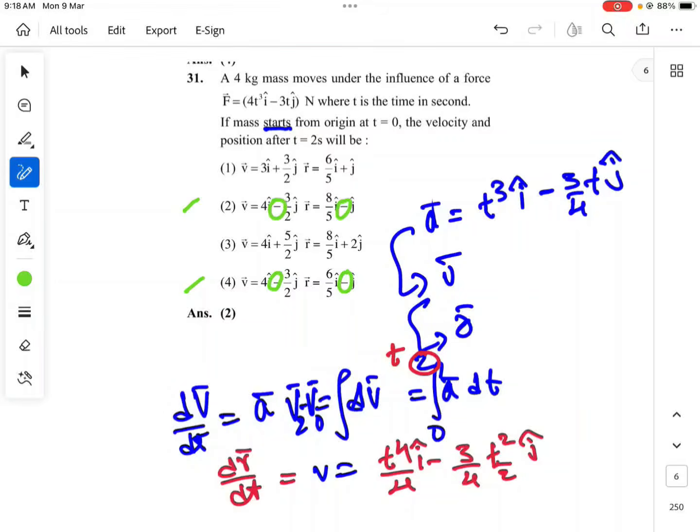And then what? Here again, you're never going to get 6 in the numerator. You're going to get 8 only in the numerator. Now why am I confident of that? Look at this, 8 by 5 i cap. So look at the i cap one. You have t cube i cap in acceleration. When you integrate it, you'll get t power 4 by 4. When you integrate it again, you'll get t power 5 by 20 and so on. But you'll never get 3 in the numerator, which is a factor of 6. So you don't have to bother about that.